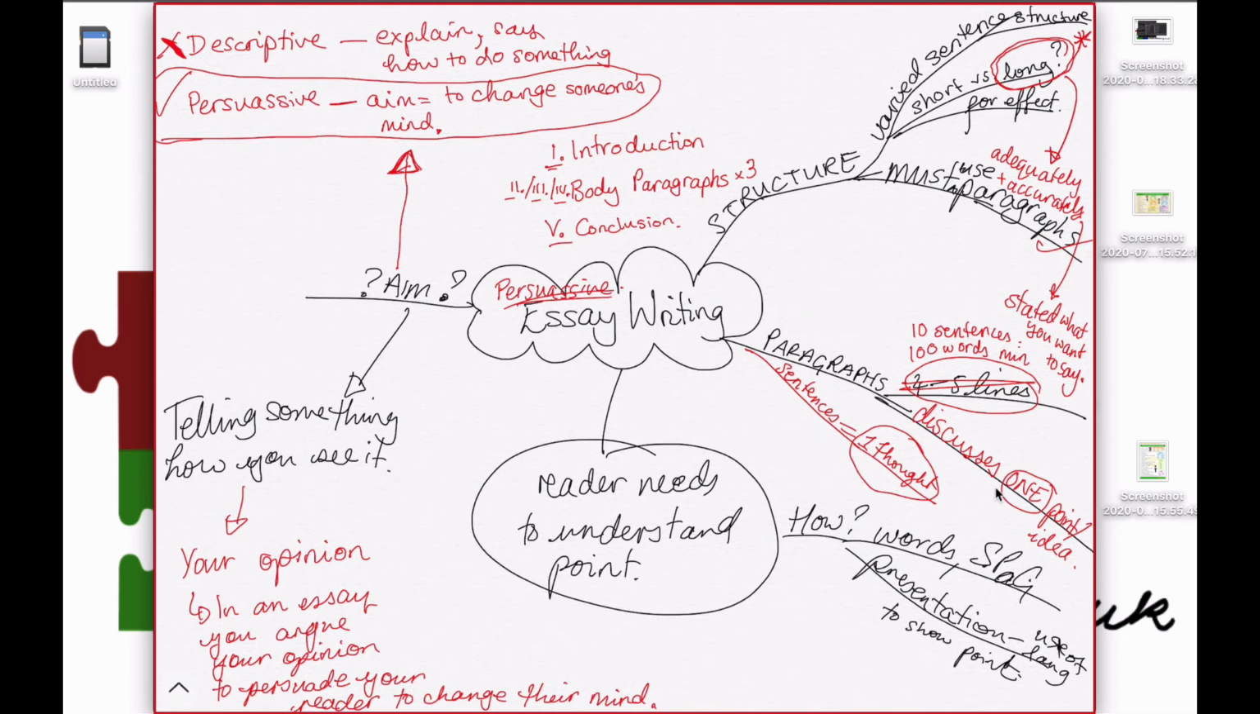Because once you get the hang of the structure, then we can start using things like tension words. We can use a much more sophisticated way of structuring our language to make it more interesting. And we're going to look at some examples as we go to see how we can develop our writing. But for now, let's get basics first.